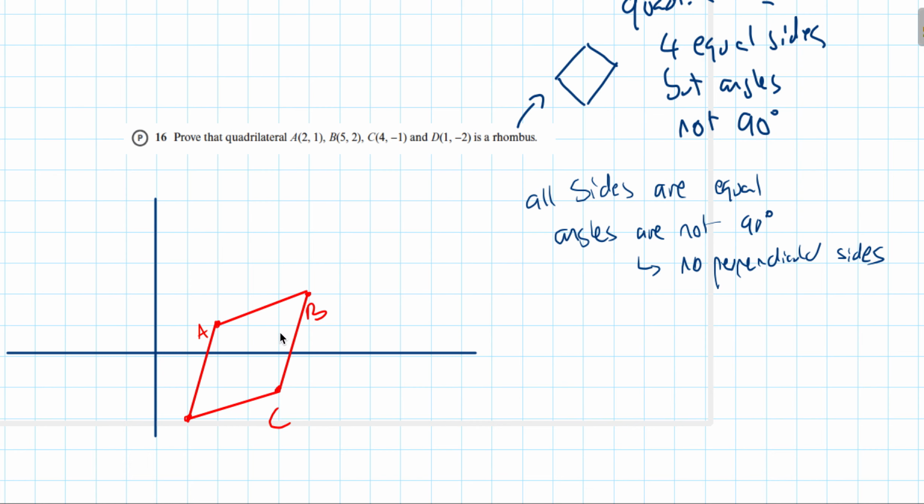One thing as well is that you could also argue that this looks like a parallelogram. So therefore you could also want to prove that none of the sides are parallel.